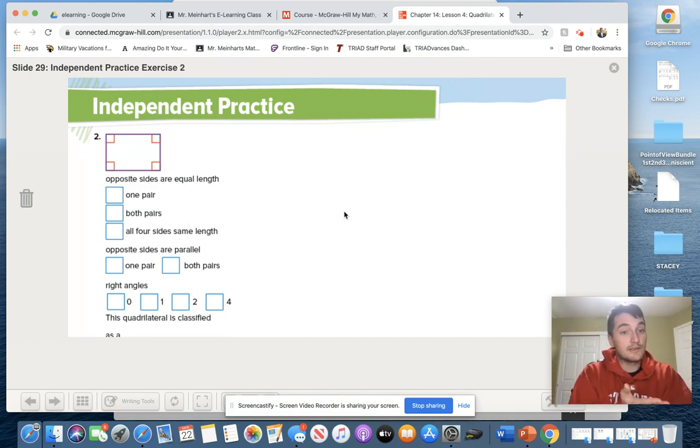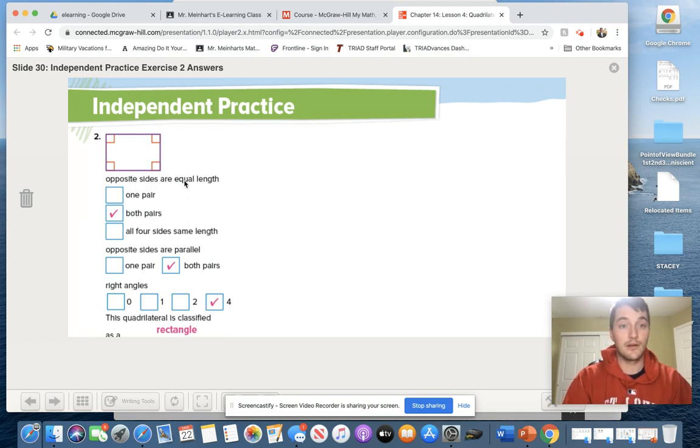All right. And then what is a quadrilateral classified as? Pause the video. If you need to look back in your notes, do that. Okay? That's what we take notes for. So pause the video. Go back in your notes. Try to answer this question. Then hit play. This is independent practice. So I want to see where you guys are at. Okay? There we go. So both pairs.